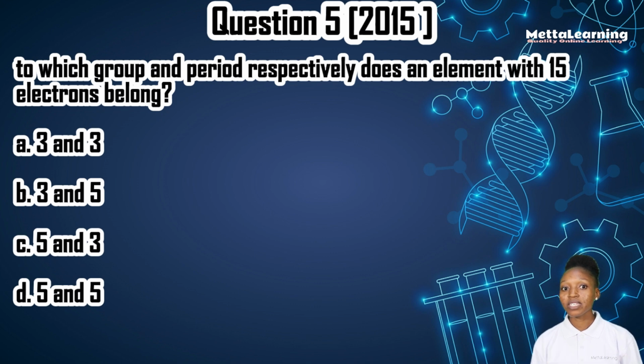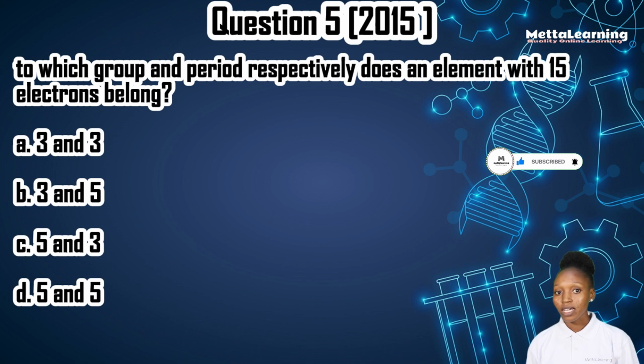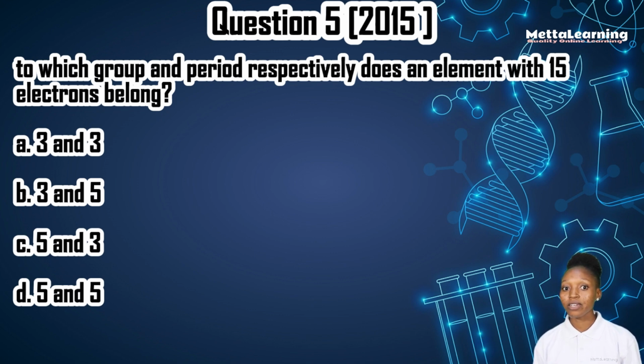The element with 15 electrons is phosphorus. Here is how we determine this. The phosphorus electron configuration is 1s2, 2s2, 2p6, 3s2, and 3p3. The first number in each term shows the energy level, and the superscript shows the number of electrons at the energy level. The highest energy level is 3, which means phosphorus is in period 3.